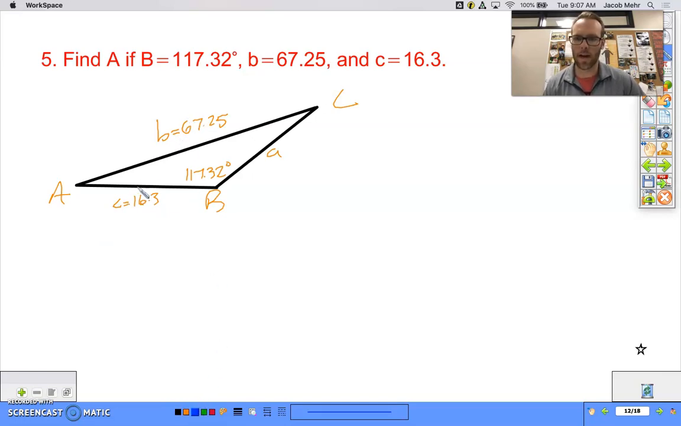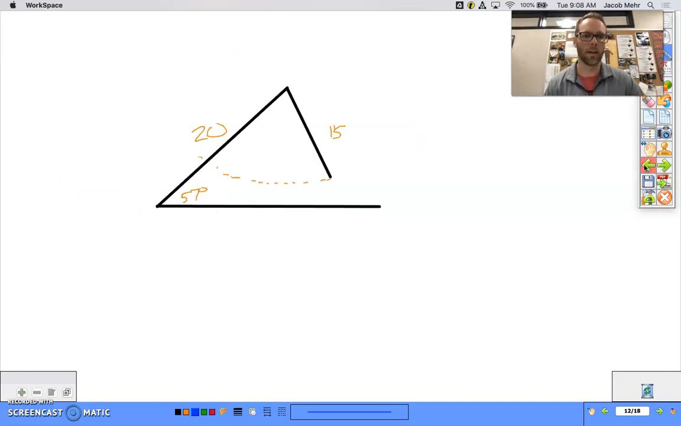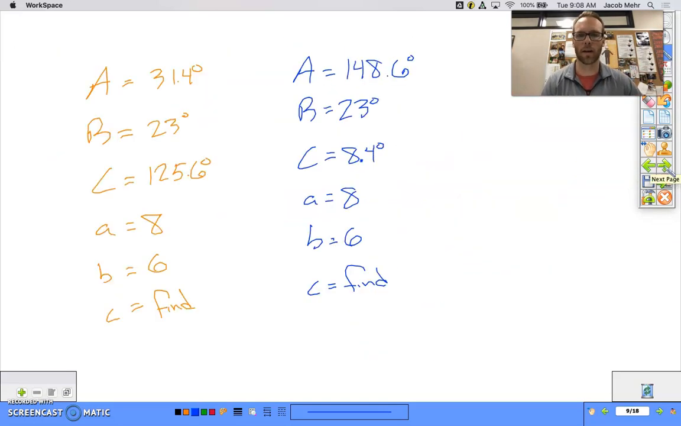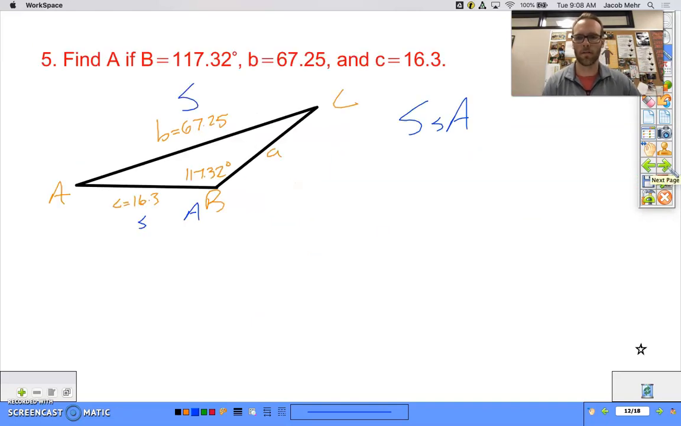Now let's look at what we have here. Again, this is side, side, angle. The angle is not the included angle between the sides. This time, this is the bigger side, this is the smaller side, and that's our angle. So this is big side, little side, angle. And if we go back to what we talked about, big side, little side, angle is one possible triangle. So I know there's just one possible triangle here, so let's find it.